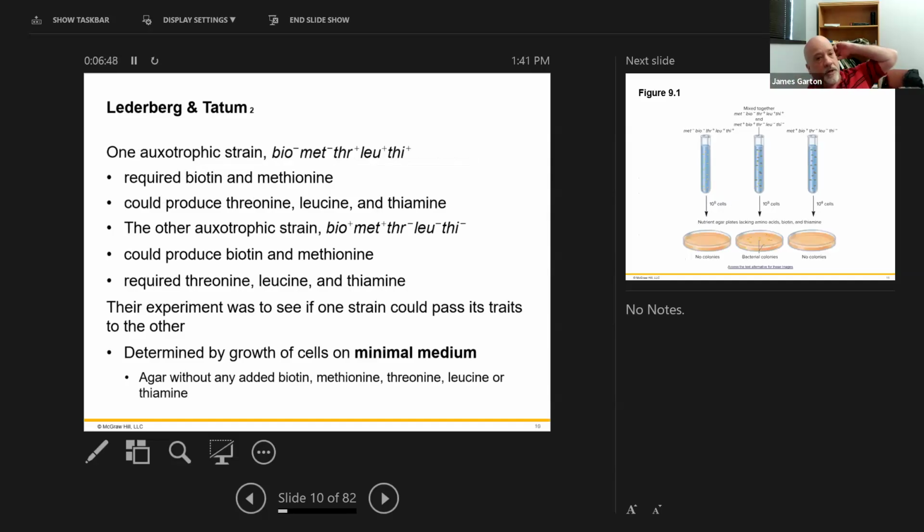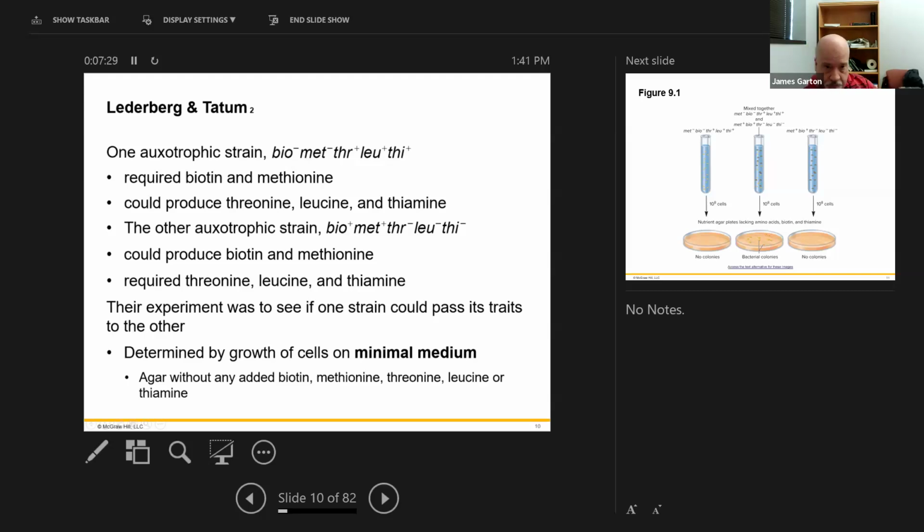And so Lederberg and Tatum were working with two auxotrophic strains, and one was bio minus, met minus, but threonine, leucine, and thiamine plus. So it could not make biotin or methionine. And the other was the opposite. It could make biotin and methionine, but it couldn't make threonine, leucine, or thiamine. But you need all five of these things to be plus if the bacteria is going to grow on minimal media.